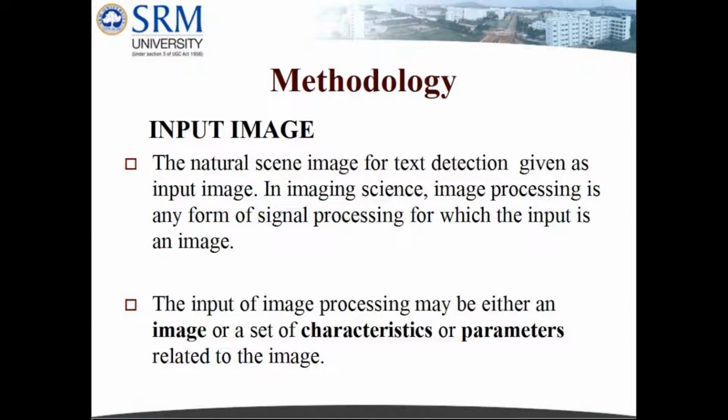And this is the methodology of my proposed work. First is the input image. The natural scene image for text detection is given as the input image. In imaging science, image processing is any form of signal processing for which the input is an image. The input of image processing may be either an image or a set of characteristics or parameters related to the image.